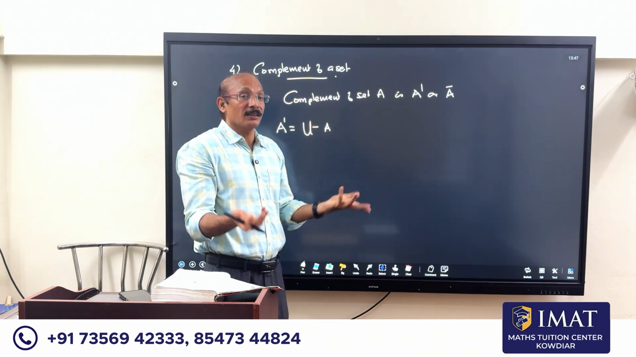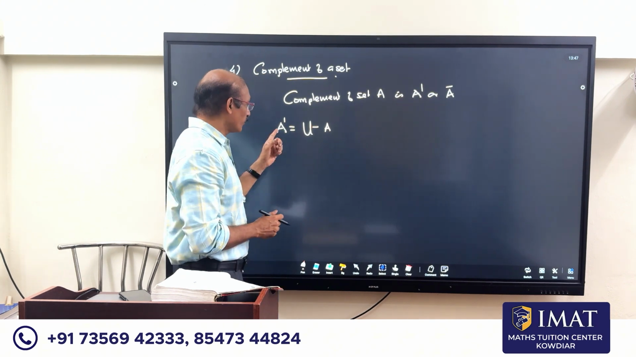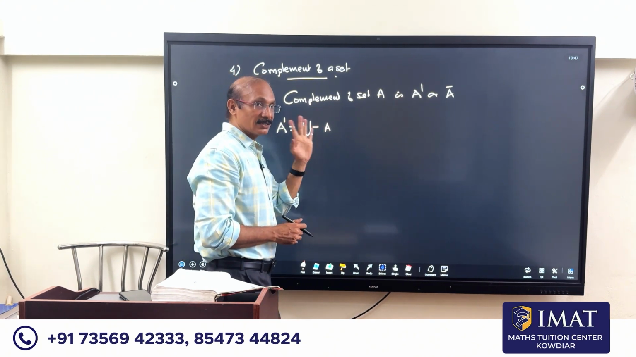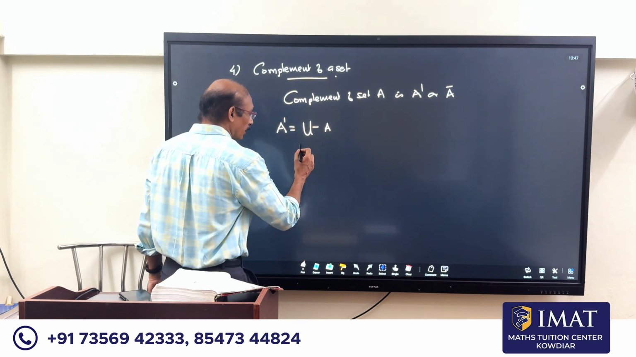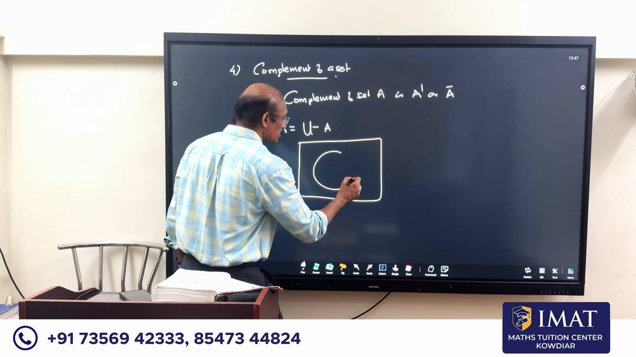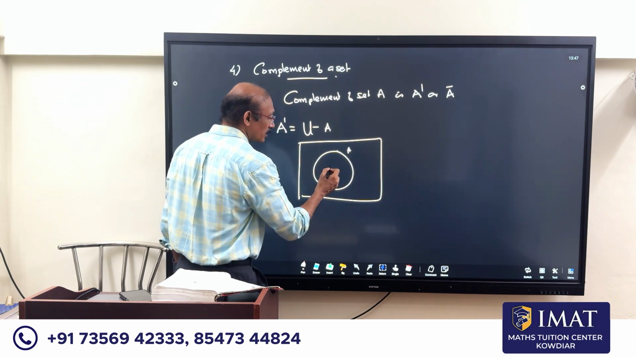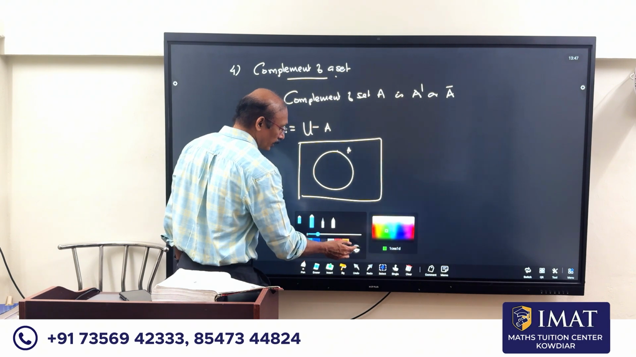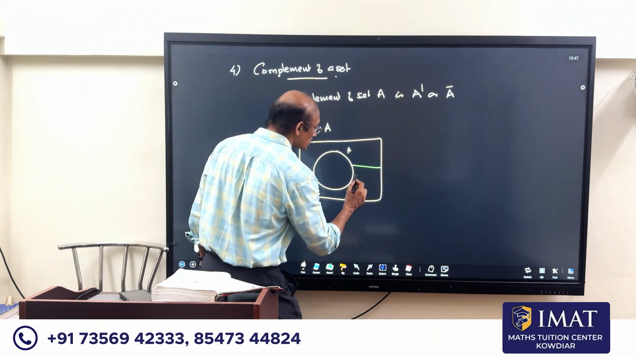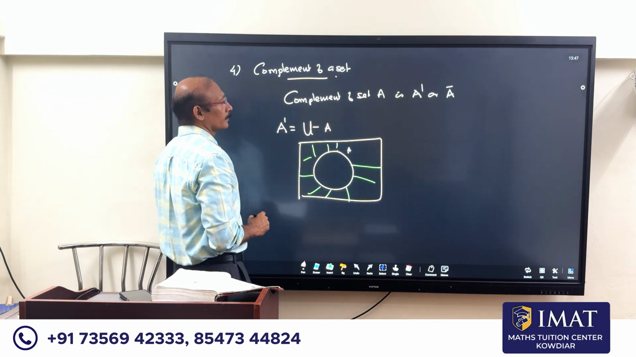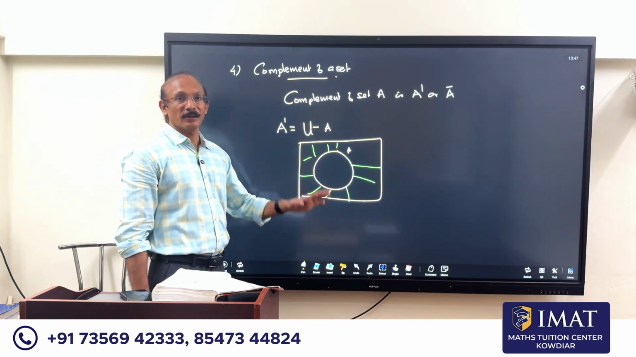So where will they be? They will be there in the universal set. So you define a complement as universal set minus set A. Here I am just taking one set in the universal set. This is A. The region inside is A. So A complement will be the region outside. This is A complement, and this is defined as complement of set A.